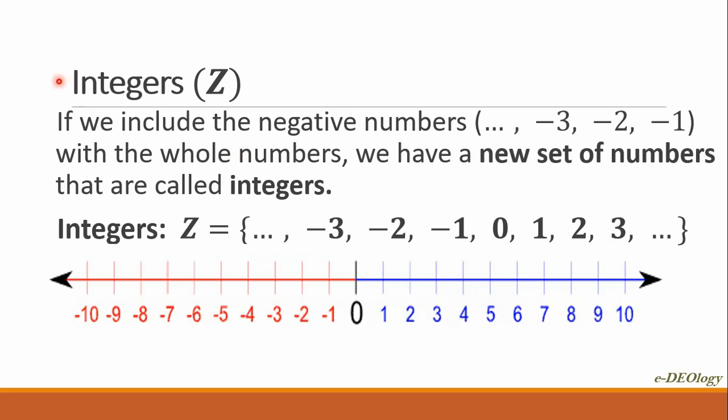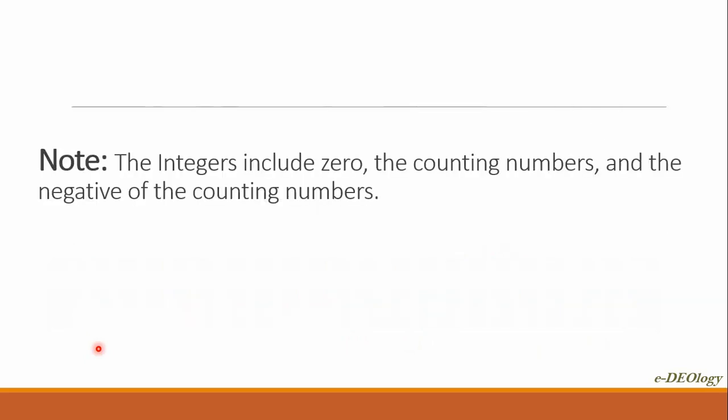The next group is now called integers, denoted by Z. For integers, we are now including the negative numbers plus the whole numbers. The set Z is equal to ... The negative numbers here, the 0 is here, the positive numbers are here. As you see in the number line below, 0 is in the middle. All numbers on the right are positive numbers. All numbers to the left are negatives. The integers include the 0, the counting numbers, and the negative of the counting numbers.